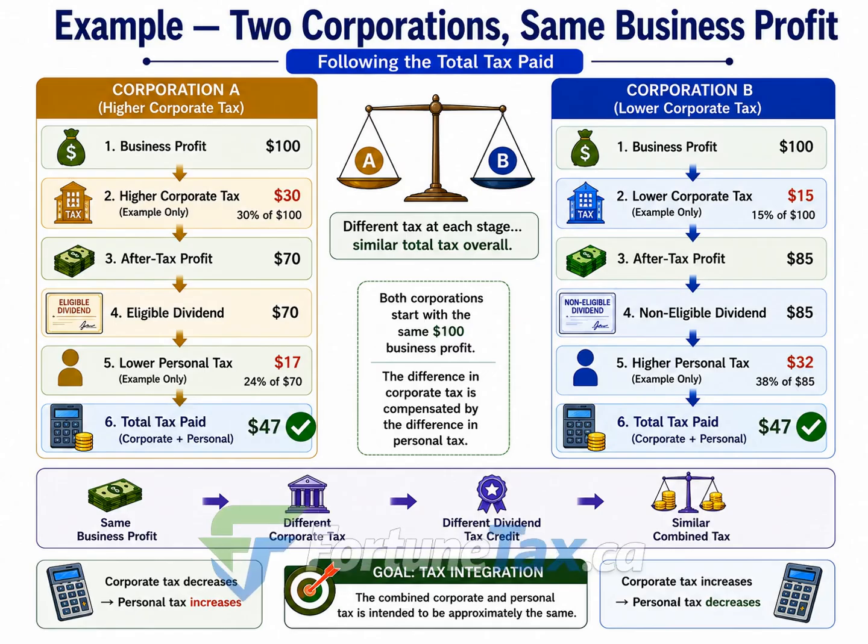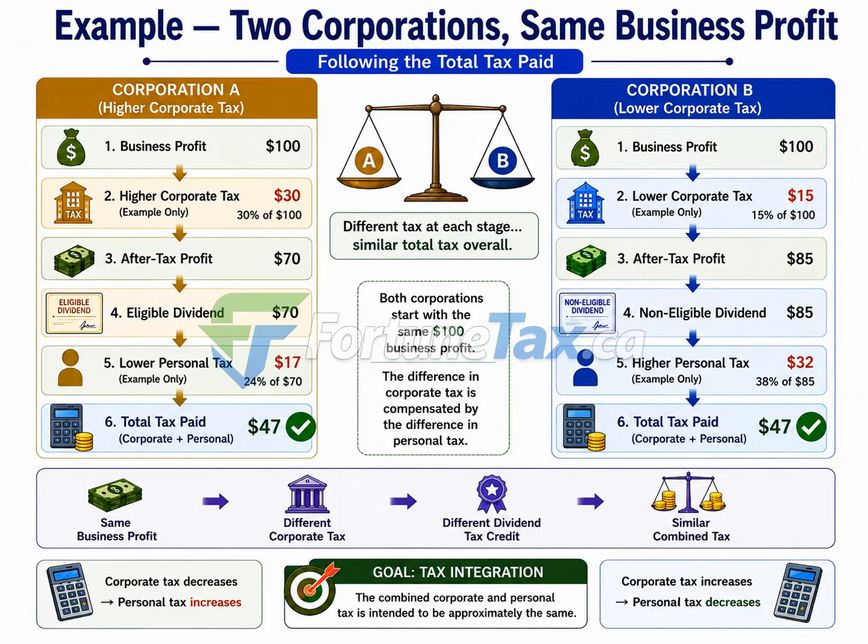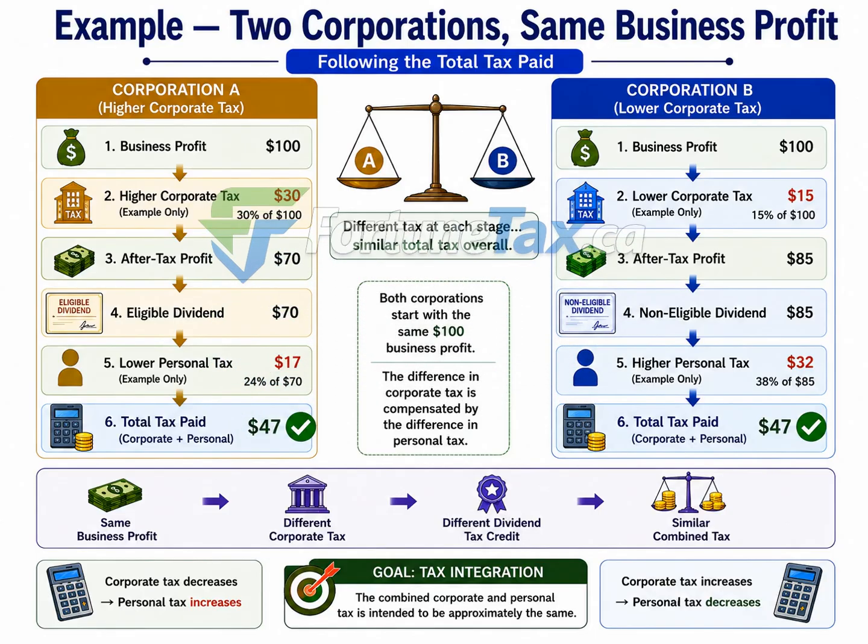Let's make this concept more concrete by comparing two corporations that earn exactly the same business profit, but pay different amounts of corporate tax. This example illustrates why the Canadian tax system uses eligible and non-eligible dividends, and how tax integration works in practice. Imagine that Corporation A and Corporation B each earn $100 of business profit. Even though both corporations earn the same amount, they are taxed differently.